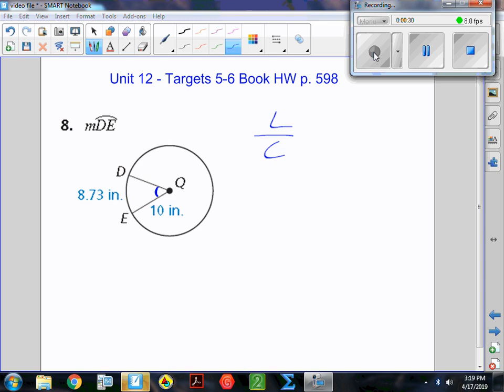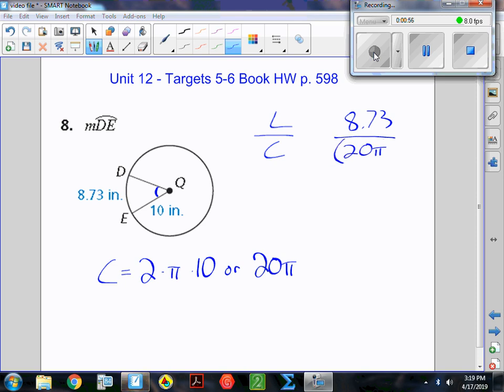So let's find circumference first. Circumference is going to be 2 times pi times r, or 20 pi. We'll leave it like that, and then we'll type in our calculator as 20 pi and use the pi button to get as exact as we can. They told me that the arc length is 8.73. So if you think about it as the length, the small part, 8.73, over the circumference.